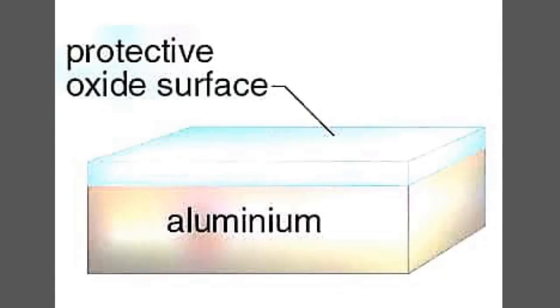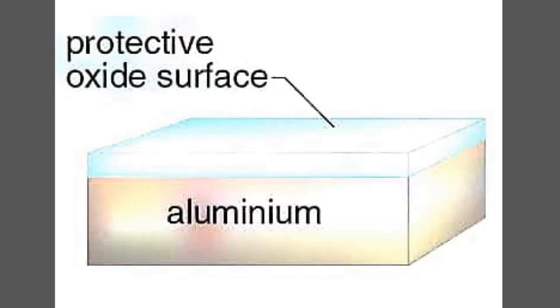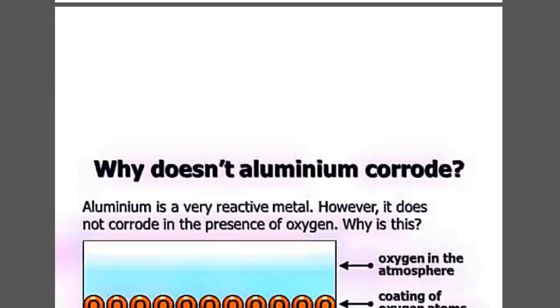Now when it comes to aluminium, you all know that aluminium is one of the highly reactive metals, but still it does not undergo corrosion much. Why is it so? It is so because of the protective oxide layer formed on the aluminium. How is it formed? Just see.